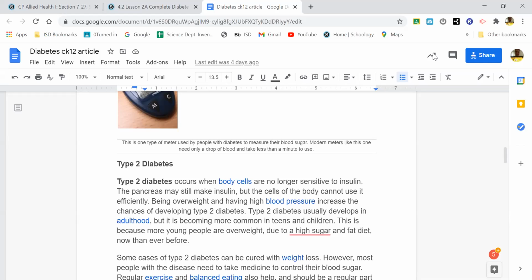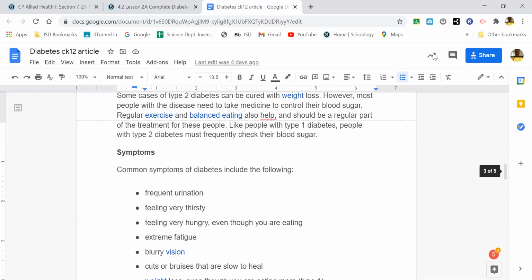So the glucose cells can't use it efficiently? Right, the body cells cannot use it efficiently. So there's just too much in the system, basically. We'll get to that in a second.